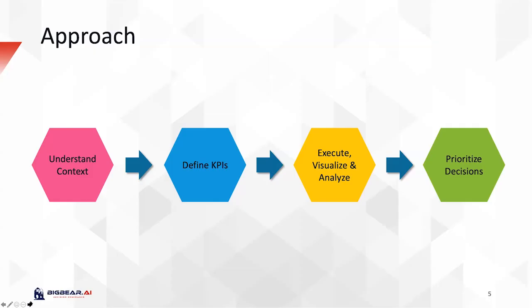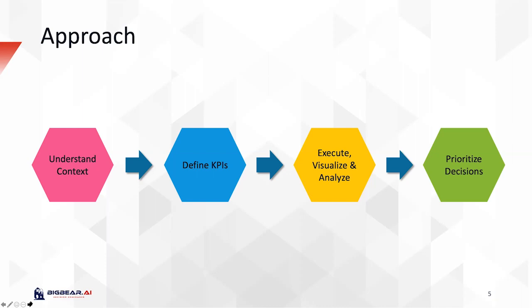Justine? Thank you, Christine. So over here, our approach has 4 key steps. First is understanding the context. Second is to define key performance indicators or KPIs. Third is to execute, visualize, and analyze the data. And lastly, based on what we gather from the data, we begin prioritizing decisions and action items. So let's go over each step.